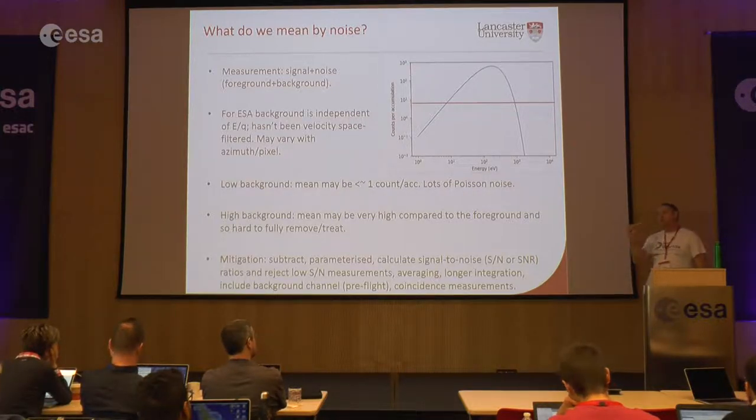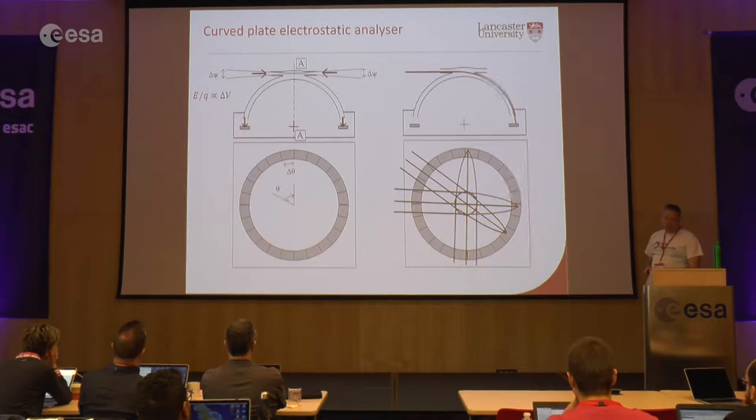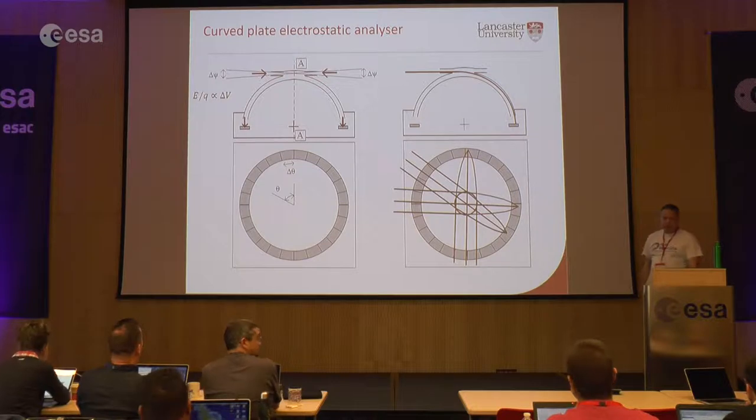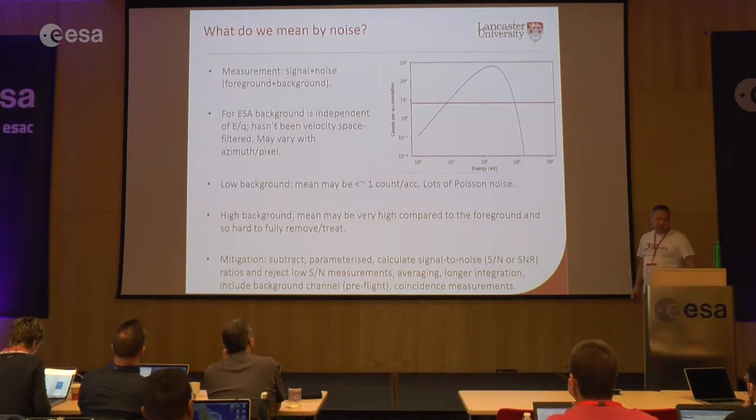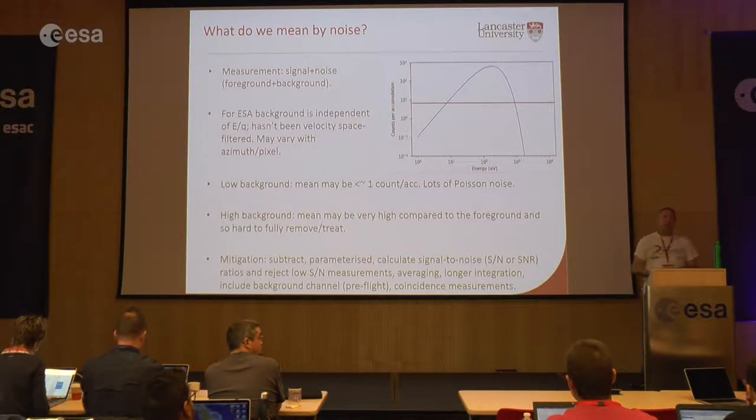Some instruments actually have a background channel built in, which is one of those pixels. If I just skip back to the instrument diagram, that will be one of those pixels where particles can't actually get to. The particles will be physically blocked from reaching this pixel. And that will be used as a background channel because you know there's no foreground there, so you know what the background is. So there are some instruments that are designed with that specifically in. And then there are other techniques. There's a measurement called coincidence where you basically count the thing twice. If you look for counts that occur twice at the same time, you say, that was real, it wasn't background, because the backgrounds would occur randomly compared to the real signal.